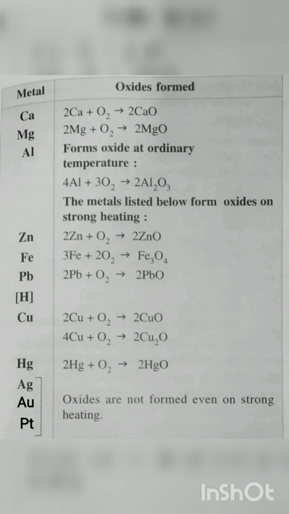Right on top, potassium and sodium form oxides even at normal temperature. Then, slowly, the metals have to be heated to form oxides. Then, they have to be strongly heated to form metal oxides. And finally, when we come down to silver, gold, and platinum, even when we heat them to a very high temperature, oxides are not formed. So the reaction with oxygen decreases as we go down the metal activity series.